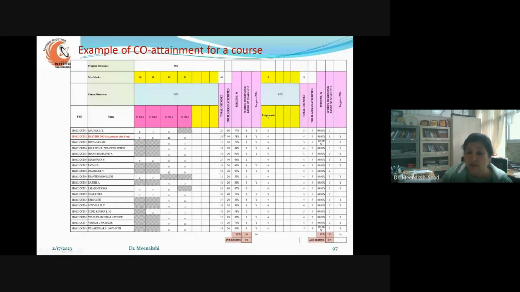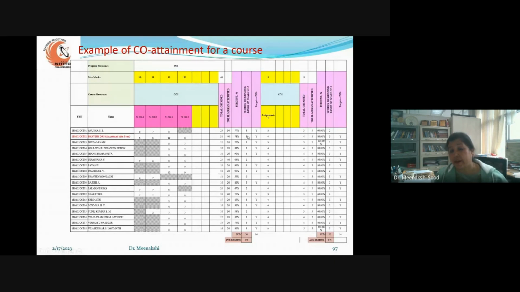So total marks is 23 and total attempted is 30, or you can say the total was out of 40, that is your thumb rule. So total marks was 40 and the student got 31. So what is the percentage? 78%. Now, who will decide?